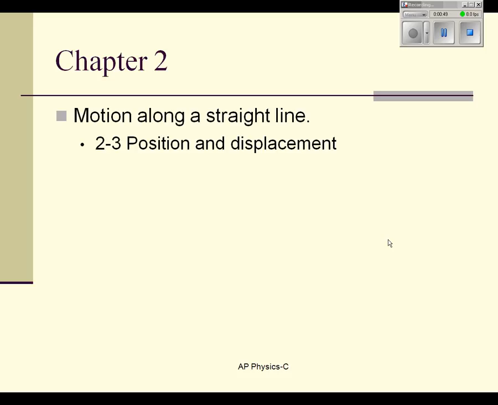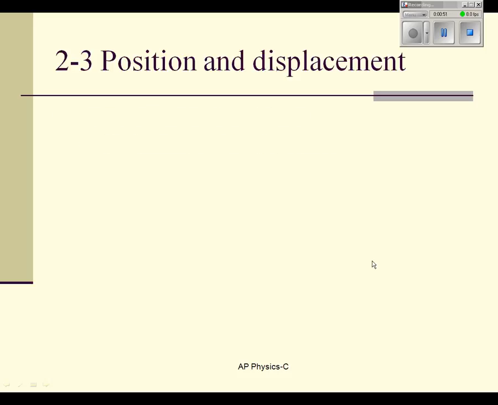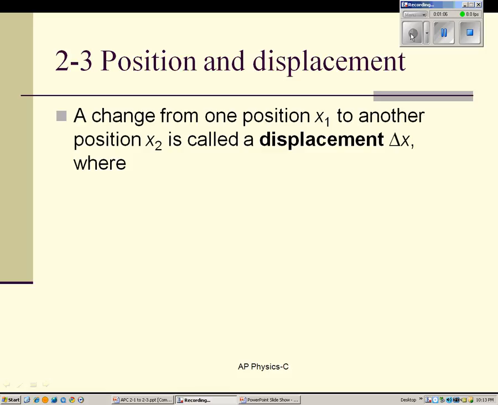2-3 talks about position and displacement. And we're going to start off with this. Position and displacement are really two different terms. Our position is where we are at a certain instant, and displacement is how far we have traveled in a certain direction. When we change from one place, call it x1, to another position, x2, that is called displacement, and that's delta x.